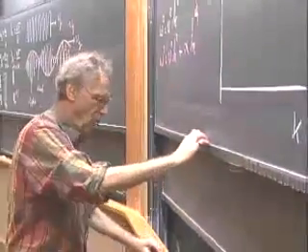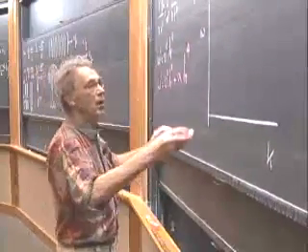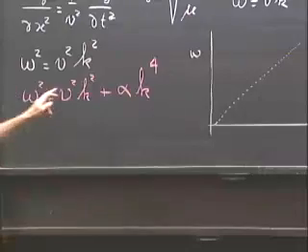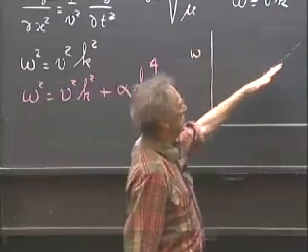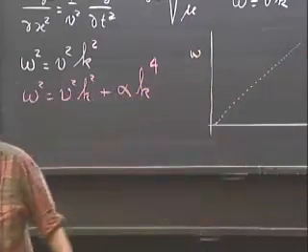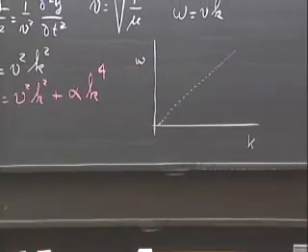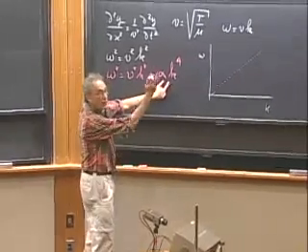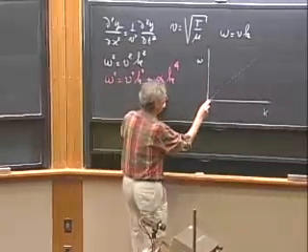So what we had before, when we only took the tension into account, we had this. Omega is linear with k. And that slope is the phase velocity. It's also the group velocity. All wavelengths have the same speed. But now, because of this term, it's going to curve up, because alpha is positive. So now you're going to get this.